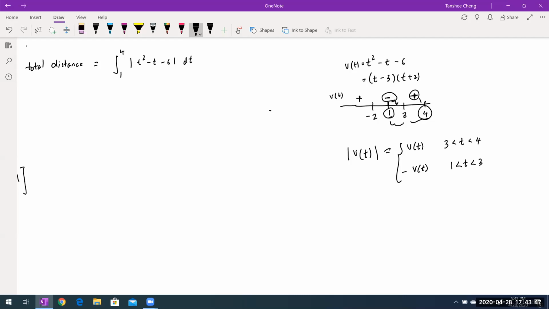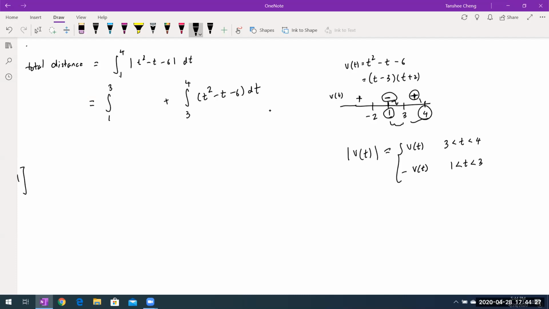This is the important part that you need to be able to see so that I can rewrite this integral. Remember the properties of integrals. I can break the integral from 1 to 4 into the integral from 1 to 3 plus the integral from 3 to 4. Now I have to put in the definitions of the absolute value. From 3 to 4 is the original function v of t, so I have no problem writing t squared minus t minus 6 dt.